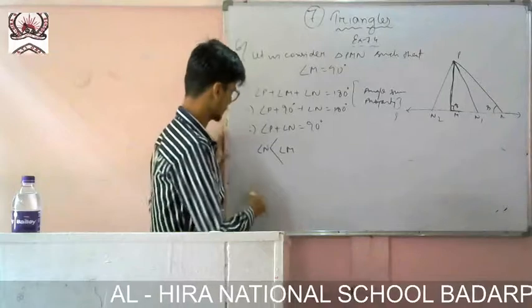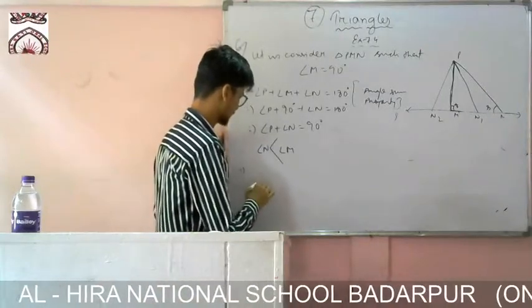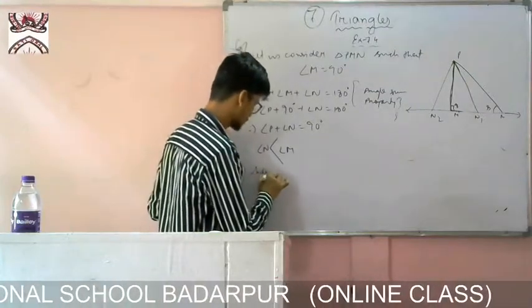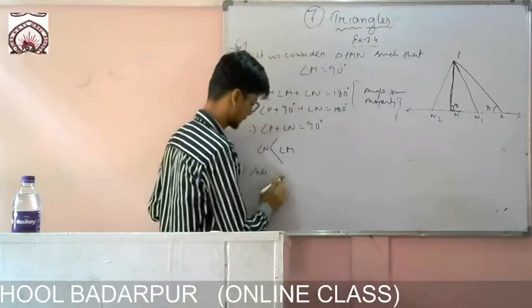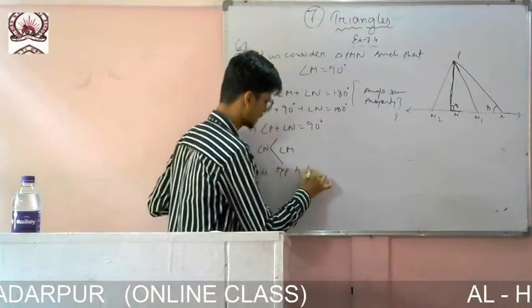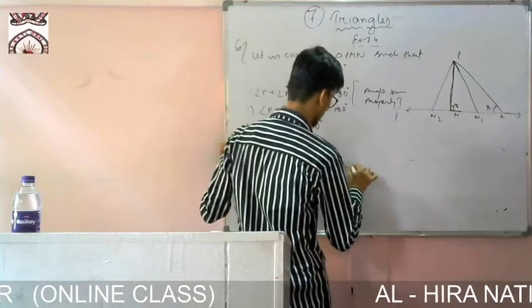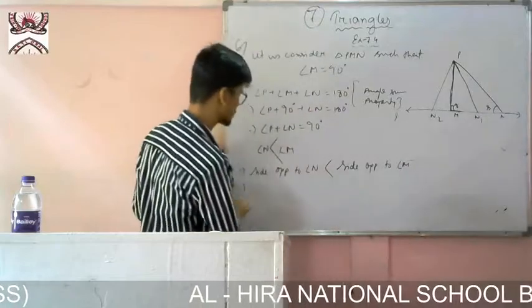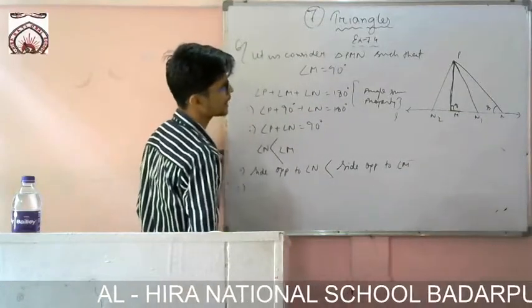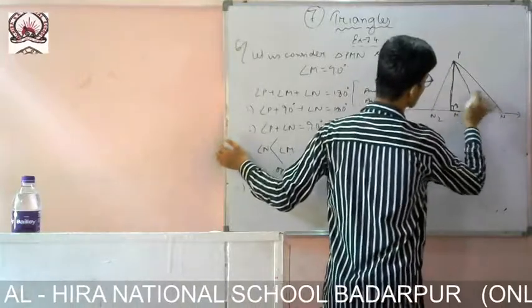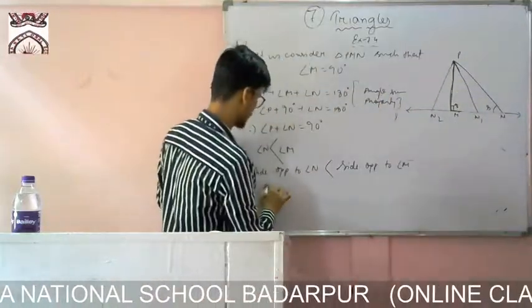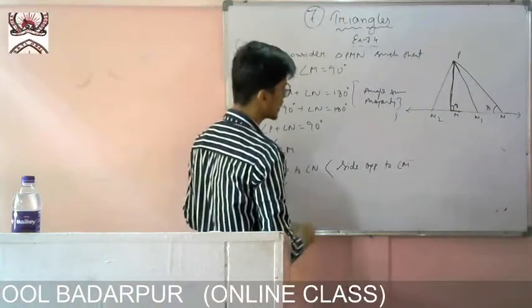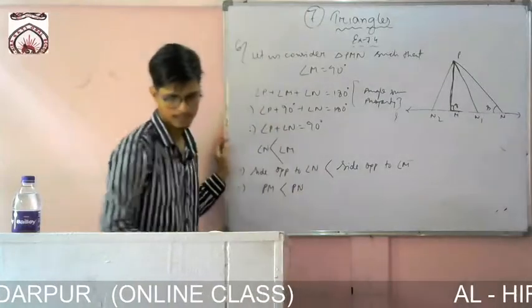So I can write, implies, the side opposite to angle N will be smaller than the side opposite to angle M. The side opposite to angle N, which is this angle N, is PM. So PM is smaller than the side opposite to angle M, which is PN. So PN is smaller than PM.